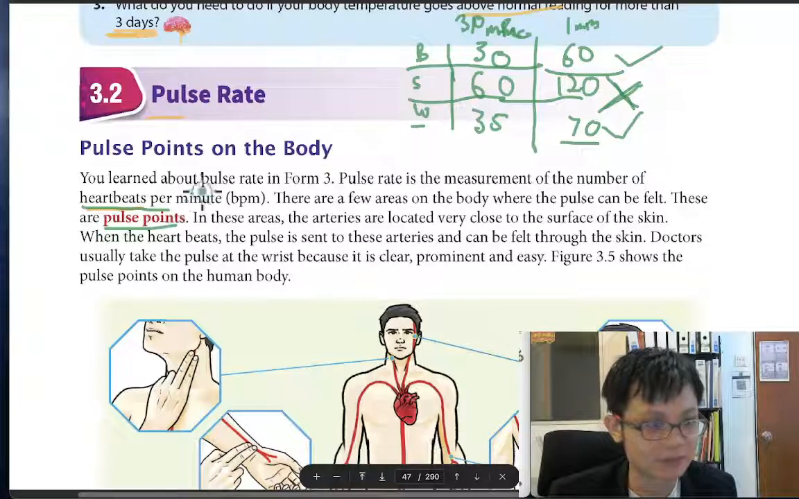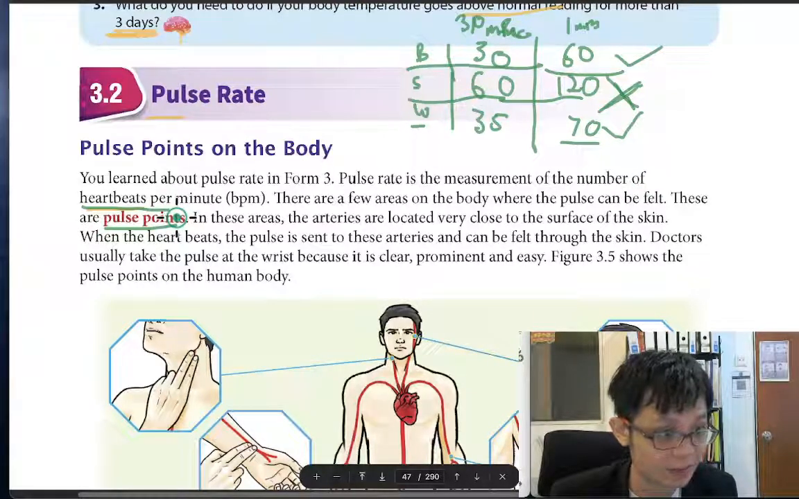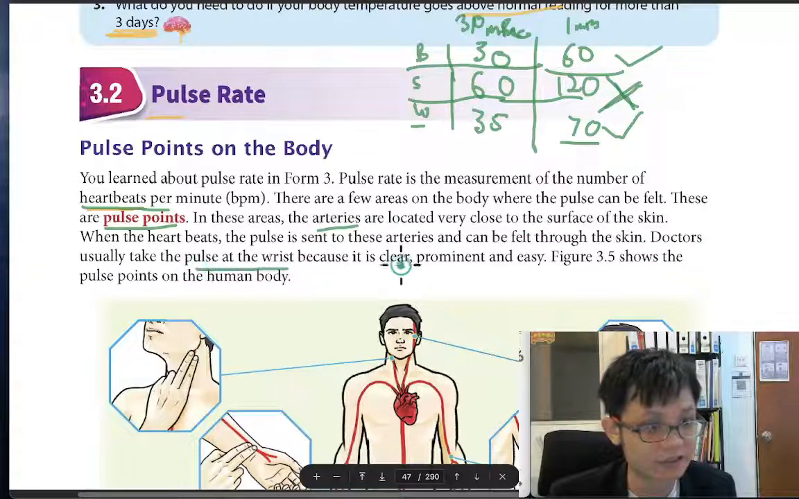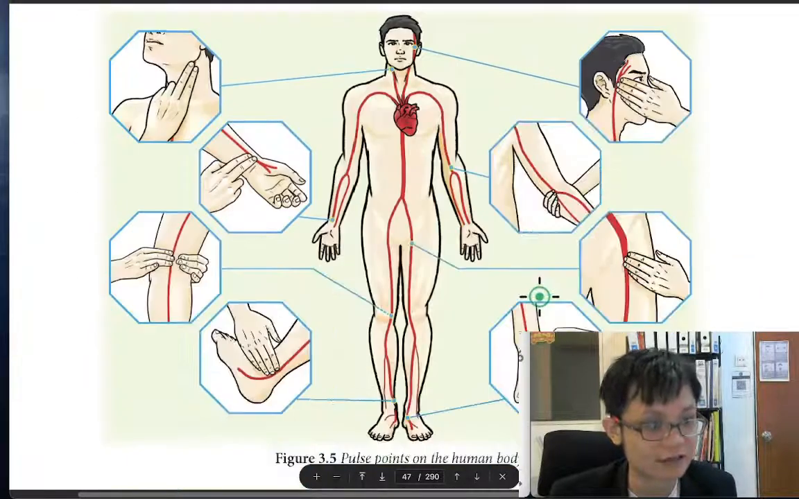We measure the pulse rate because pulse rate is the number of heartbeats per minute. At the artery area very close to the skin, we can measure the heart rate. Usually doctors take the pulse at the wrist because it is clear, prominent and easy. So this is what the doctor usually does, here.